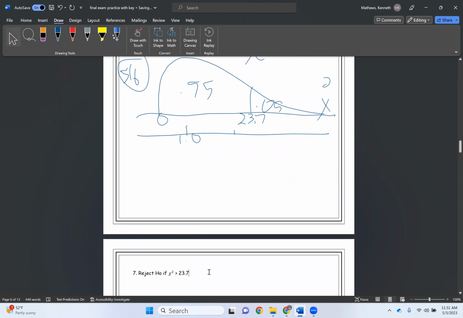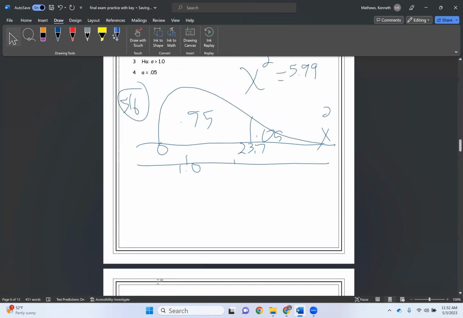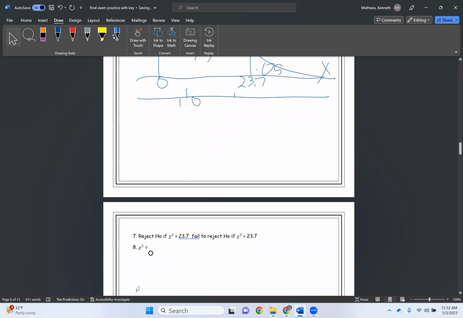We fail to reject the null hypothesis if chi-square is less than 23.7. Well, what do we know? Chi-square is equal to 5.99. Now, 5.99 is less than 23.7. Therefore, we fail to reject the null hypothesis.